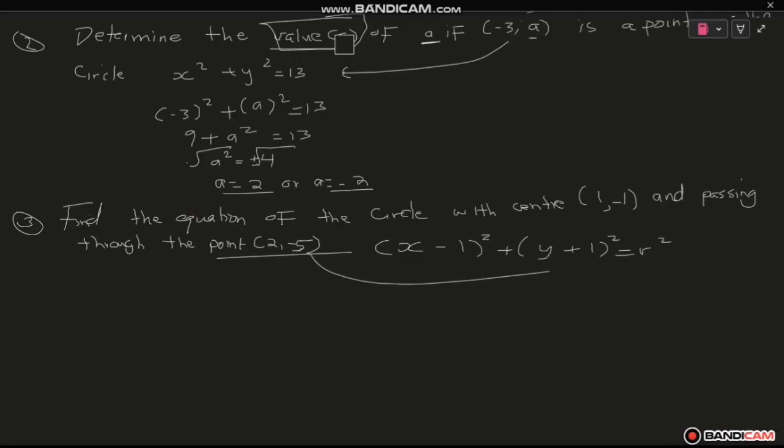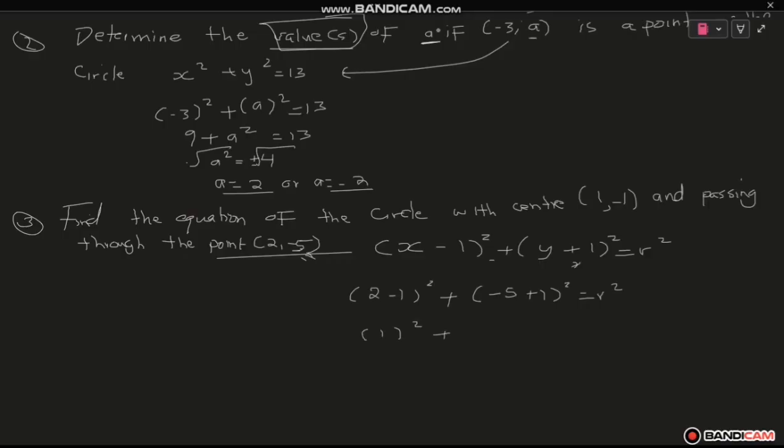So that's the purpose of us actually substituting that point. You take it and substitute it on the first bracket and on the second bracket where there's y. Remember, 2 is x and 5 is y, meaning where there's x, you're going to substitute 2. Where there's y, you're going to substitute 5. So 2 minus 1 squared plus y, it is negative 5 equals r squared.